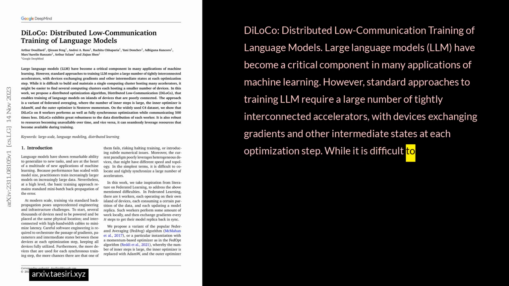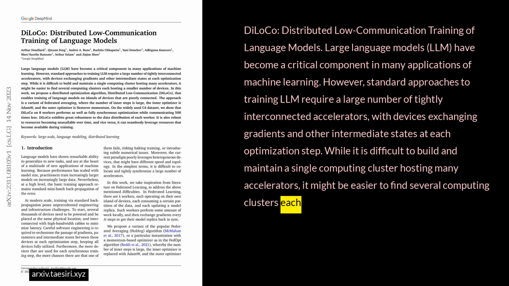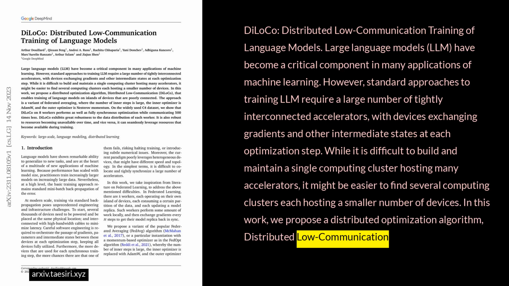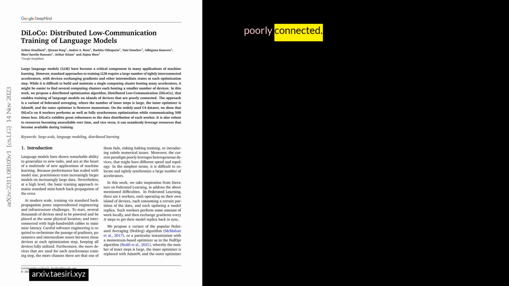While it is difficult to build and maintain a single computing cluster hosting many accelerators, it might be easier to find several computing clusters, each hosting a smaller number of devices. In this work, we propose a distributed optimization algorithm, Distributed Low-Communication, DiLoCo, that enables training of language models on islands of devices that are poorly connected.